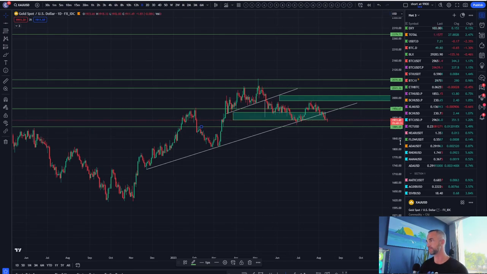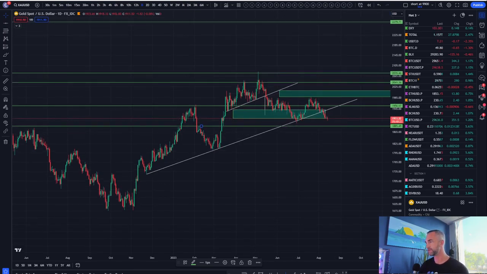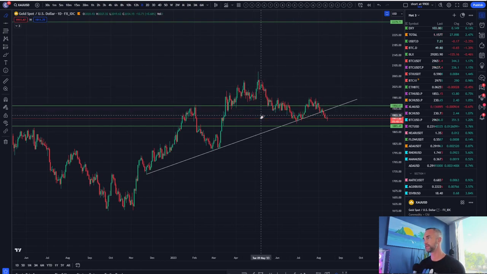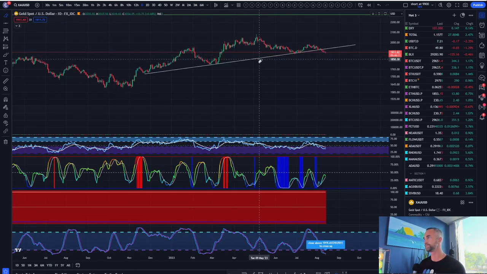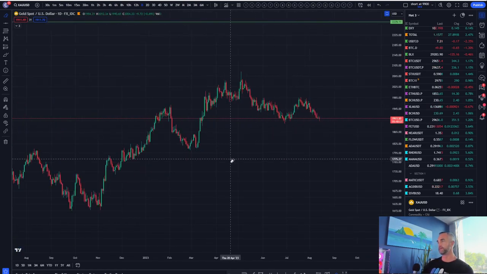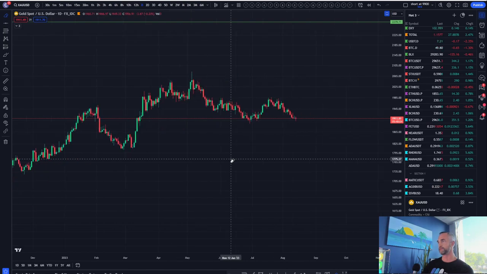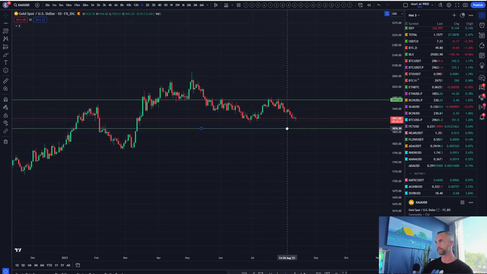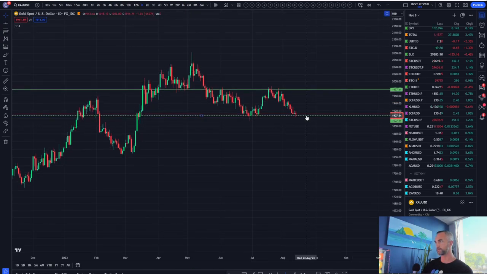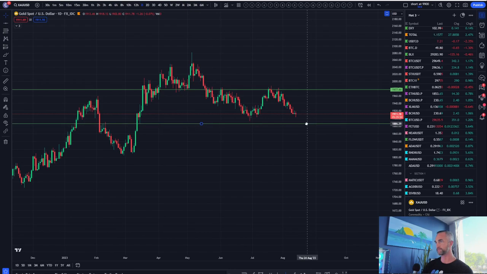So let me clean up the chart a little bit here for Mr. Gold. Oh, I'm starving. I need to get some breakfast in me. Cleaning up the chart here for gold. So, yep, it's going to be above or below here. Above or below, actually, I'm going to bring this down to this wick here.